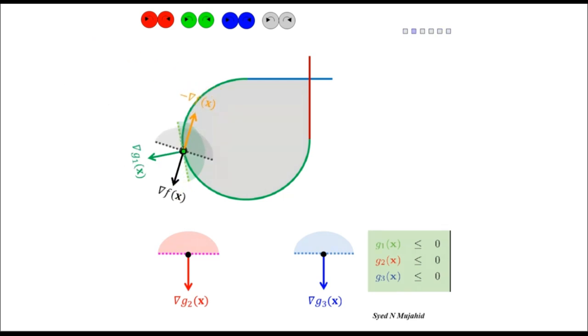Okay. Let us say this was the configuration. This is how the gradients are going to look. Then can you tell if this point is optimum? Can you find a feasible and improving direction? No.